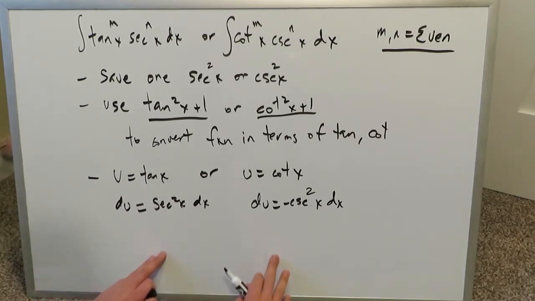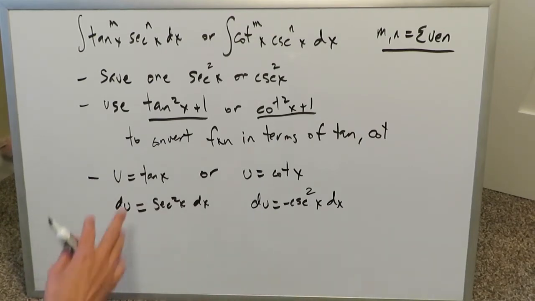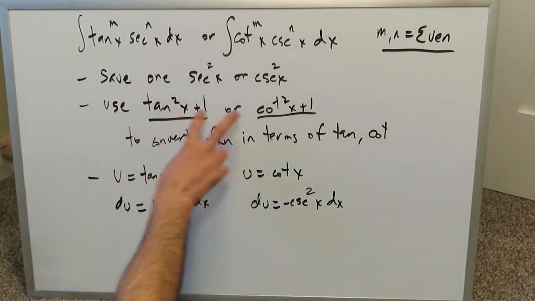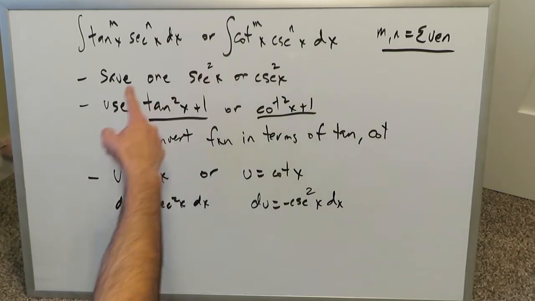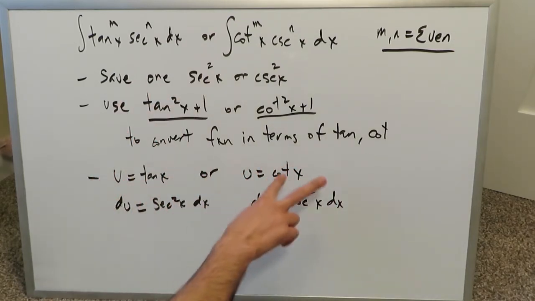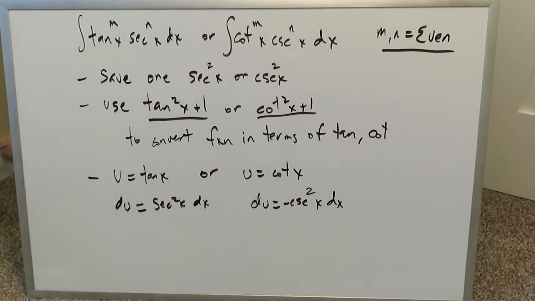And then you know the basic polynomial substitution technique extends from here. But these are the things you want to do. For these type of questions which have even exponents, save at least one secant square x or one cosecant square x, depending on the question form. You want to use either this or this to get more of your function converted into either tangents or cotangents. Lastly, think about these in terms of your substitutions. That's the framework here for these even forms.